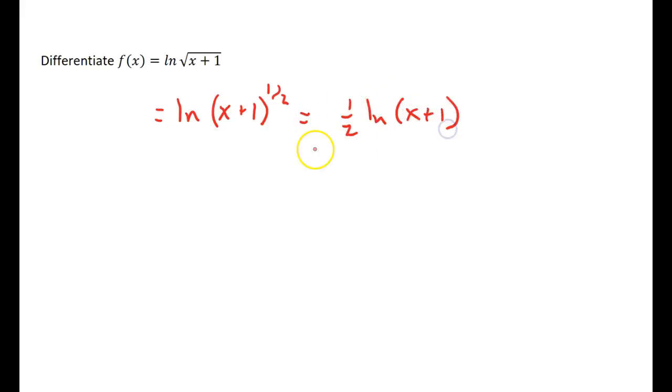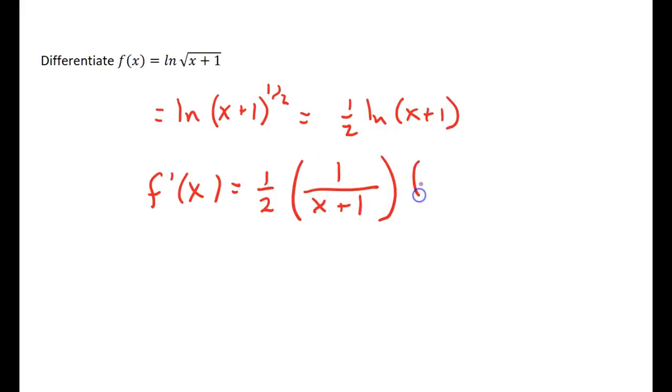The great thing about logarithms is that their properties make what looks like really hard problems into easy ones. So this is equal to the natural log of x plus 1 to the 1/2, and I can take that 1/2 and put it in front. And now I'm ready to do the derivative, so f prime of x is going to be 1/2 times 1 over whatever I'm taking the natural log of times the derivative of what I'm taking the natural log of. In this case, the derivative of x plus 1 is 1. So I end up with 1 over 2 times x plus 1.